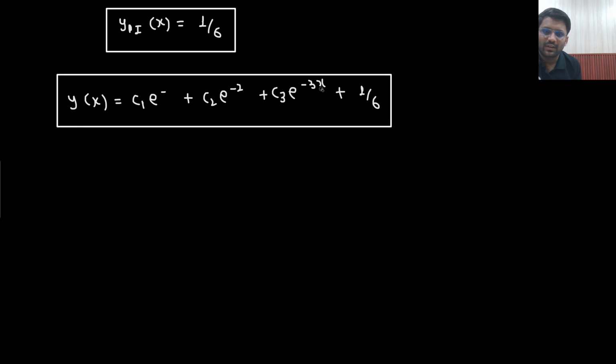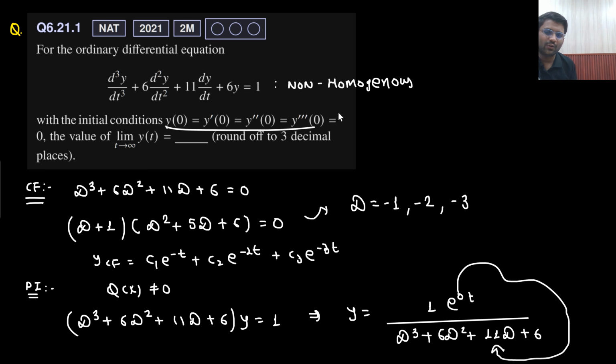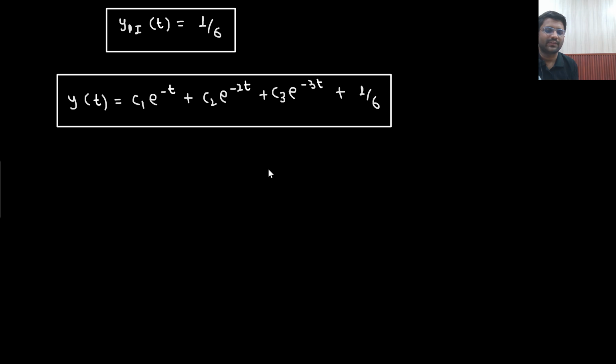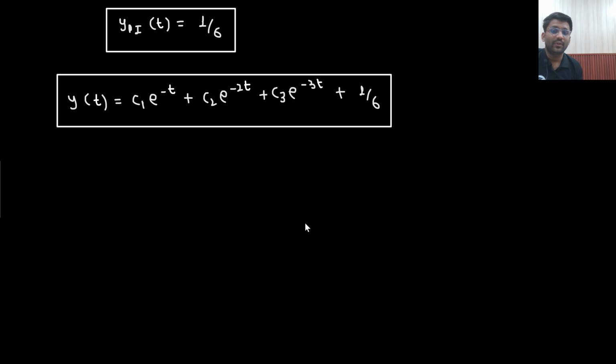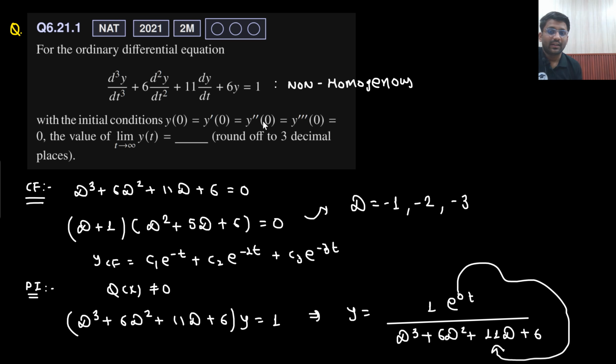Now, sir, a lot of initial conditions are given. So what I will start thinking is, let's satisfy all those initial conditions. Sir, it is a question of 2 marks. A lot of initial conditions are given. So what I will do, sir, first I will put t equals to 0 and satisfy these conditions. Then I will differentiate one time, then put t equals to 0, then differentiate again, put t equals to 0, then differentiate 3 times.